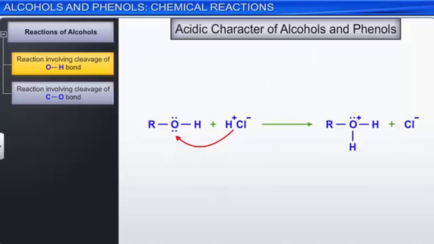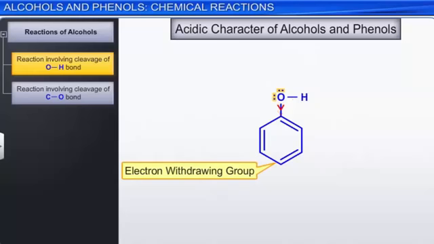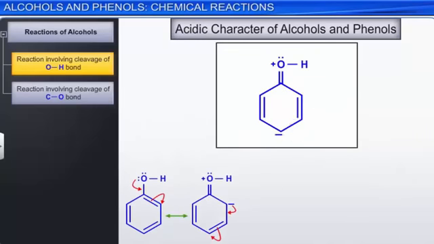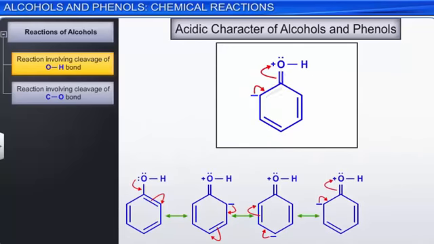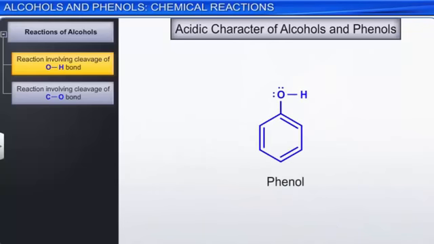Phenols are also acidic in nature. Note that the benzene ring acts as an electron withdrawing group. The resonance structures of phenol, shown here, illustrate that the oxygen atom in phenol has a partial positive character. Phenols are Bronsted acids or proton donors.